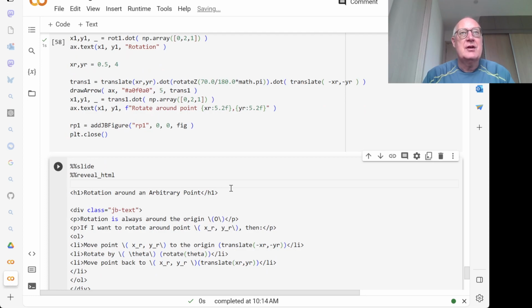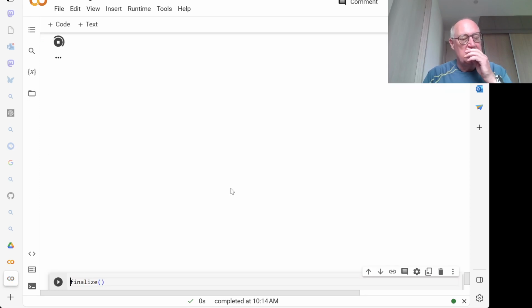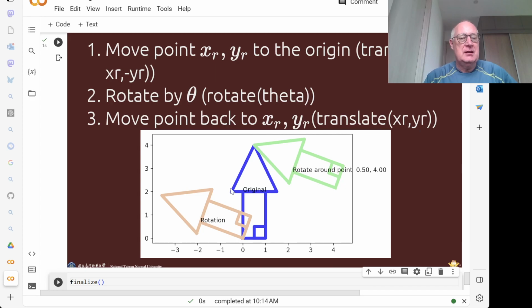So far we discussed rotation around the origin, but of course we don't always want to rotate around the origin. Here the orange one is rotation around the origin, right? Sometimes I want to rotate around a different point. So here I rotate around the point 0.5, 4.0, right? And then I get the green arrow. So the question is, how do we do that?